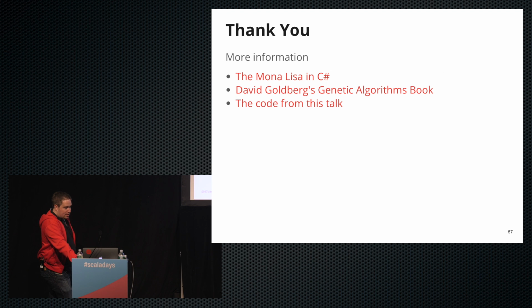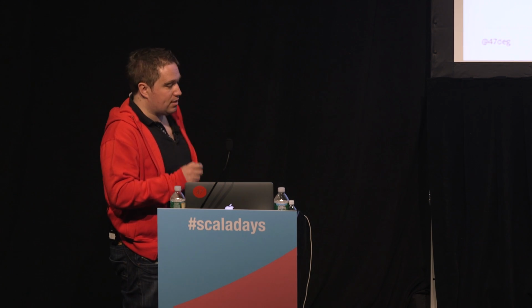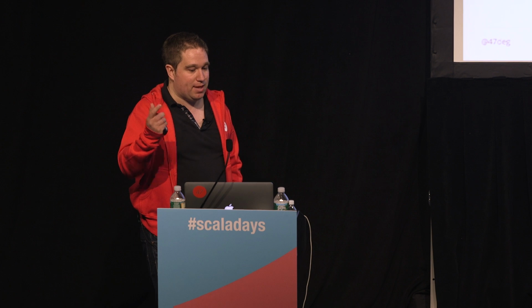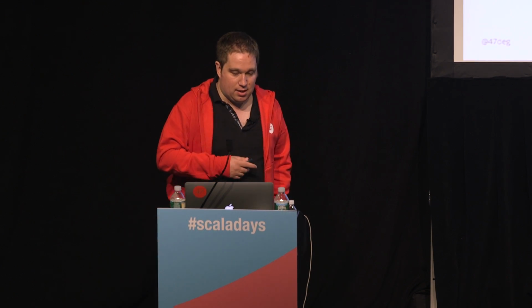So yeah, that's all I had time to talk about, really. I put a few links up here. This talk was originally inspired by a blog post I saw of a guy who did the Mona Lisa. He did it in C#. It technically wasn't a genetic algorithm because it was purely random and just flipping bits. There was no concept of a mutation pool or things like that.